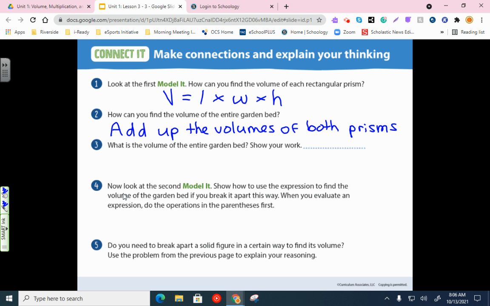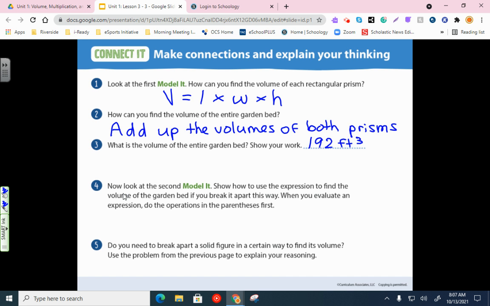And what is the volume of the entire garden bed? Show your work. We actually did on the previous page. So all we have to do is write in our answer from the previous page. Or from the first page, excuse me. Now look at the second model. That's one where we did that method. Show how to use these expressions to find the volume of the garden bed if you break it apart this way. When you evaluate an expression, do the operations in the parentheses first.